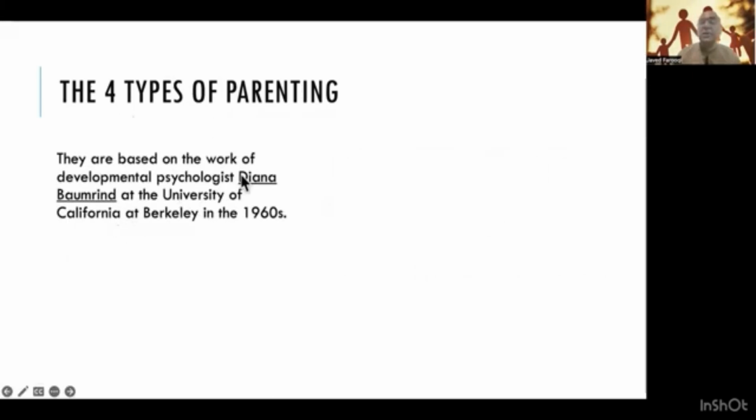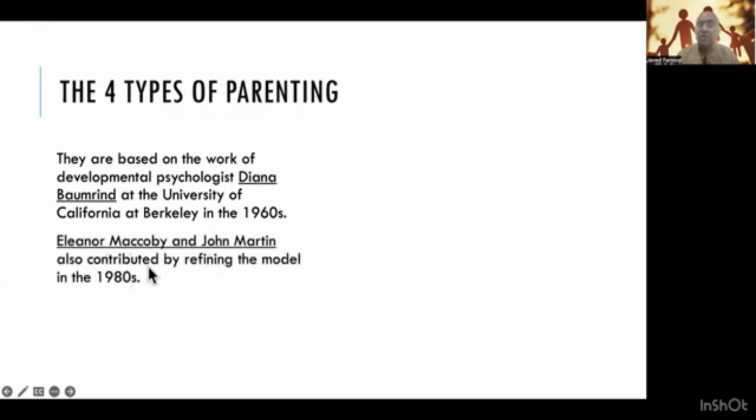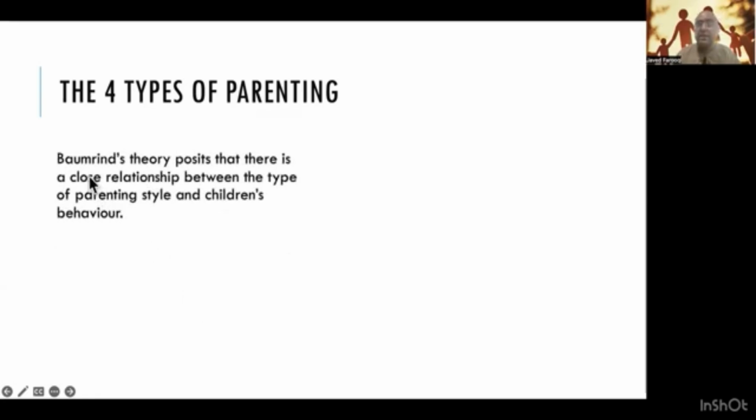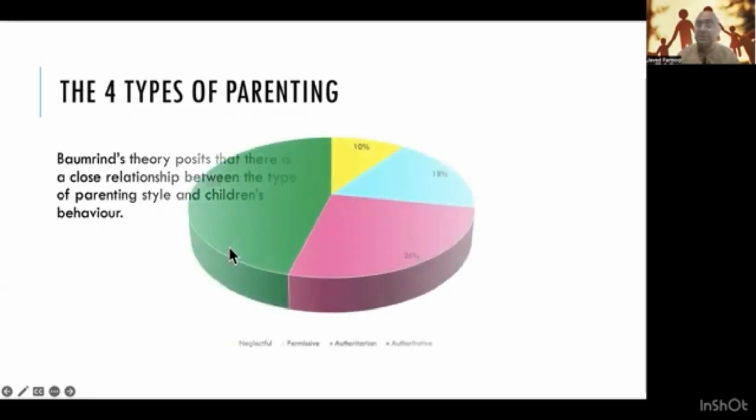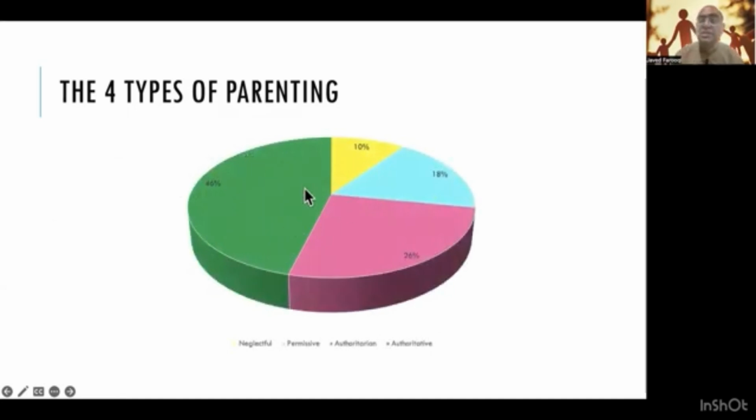These are based on the work of developmental psychologist Diana Baumrind at the University of California at Berkeley in the 1960s, and then Eleanor Maccoby and John Martin, who contributed to this in the 1980s. This theory posits that there is a close relationship between the type of parenting style and children's behavior. The study shows that 46% are authoritative parenting, while 10% are neglectful, 18% or 19% are permissive, and 26% are authoritarian. It means almost half of parents are by and large not authoritative. So around 50 or 54% of the parents need to change their parenting style.